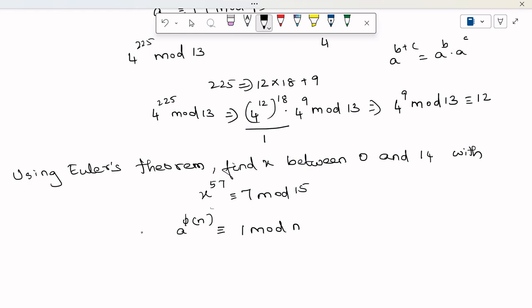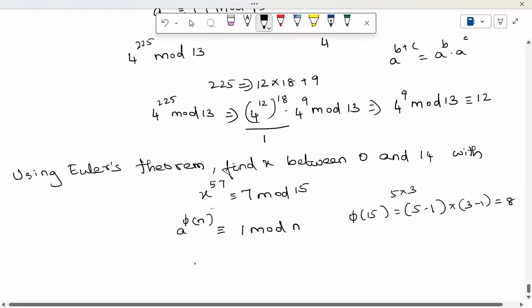In order to proceed, we have to find φ(n). So what is φ(15)? We already discussed the property: if n can be factorized into two primes, here n can be factorized into 5 into 3, which gives (5 minus 1) into (3 minus 1), which is equivalent to 8. So φ(15) is equal to 8. Now we can apply the property here.